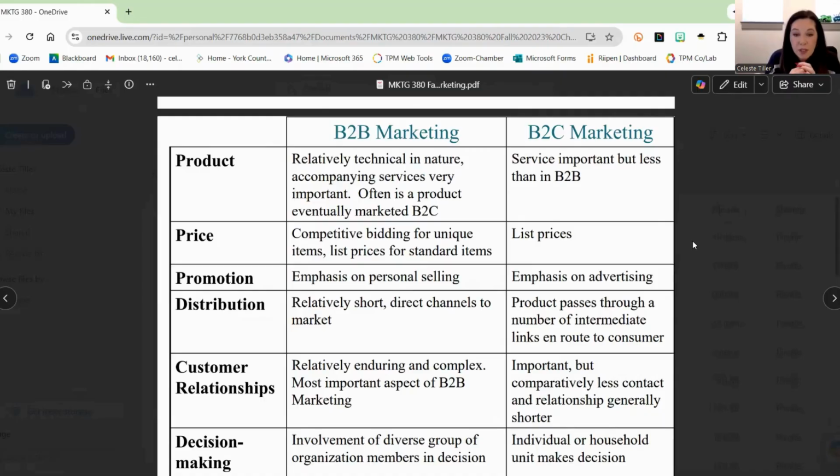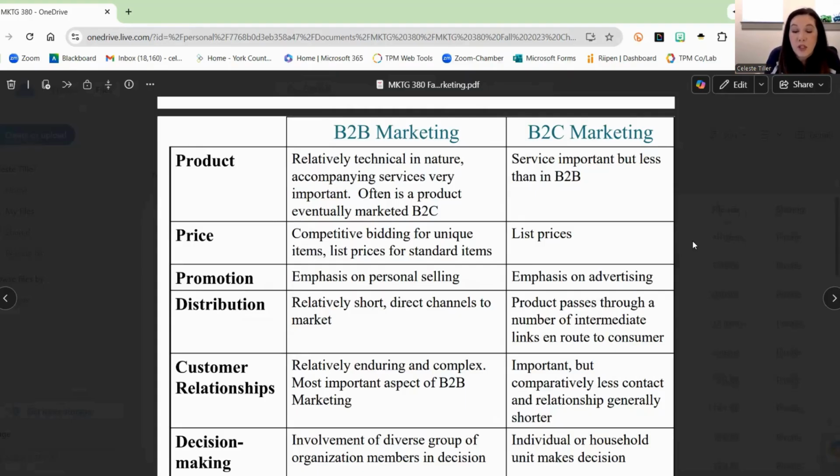Our other P is promotion. Generally, in a B2B, it's personal selling, right? We've already talked about that a good bit. On the B2C, it's going to be advertising, whatever that looks like. In the distribution or the place, generally that's going to be a relatively short, direct channel to whoever the customer is in the B2B. On the B2C, it's going to pass through a number of intermediaries, a lot of different groups, unless you're buying from something like Etsy or a sole proprietor mom and pop shop where you're going directly to the person that's creating that.